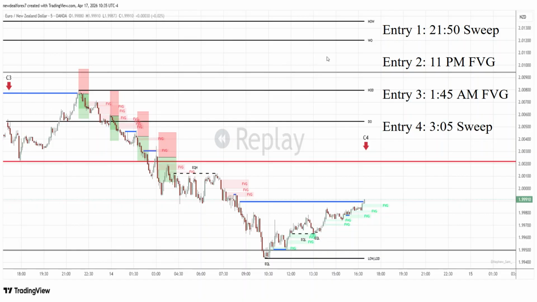And then just basic fair value gap. So the first entry would have been at 2150 or 9:50 p.m. Eastern. Entry number 2 right here. These are all 1-to-1, 20 pip stop loss, 20 pip take profit. Next entry was at 11 p.m. The next one could have been at 1:45, and the last one 3:05 a.m. I like to be done by London.